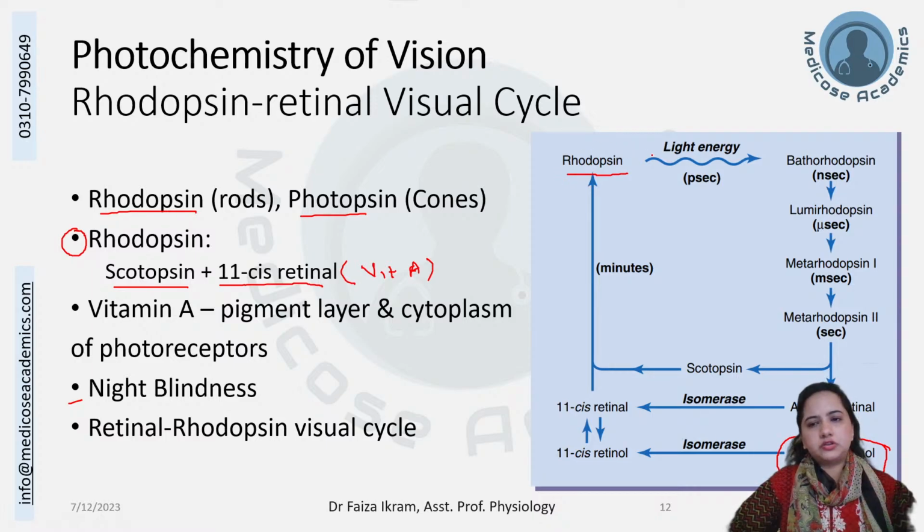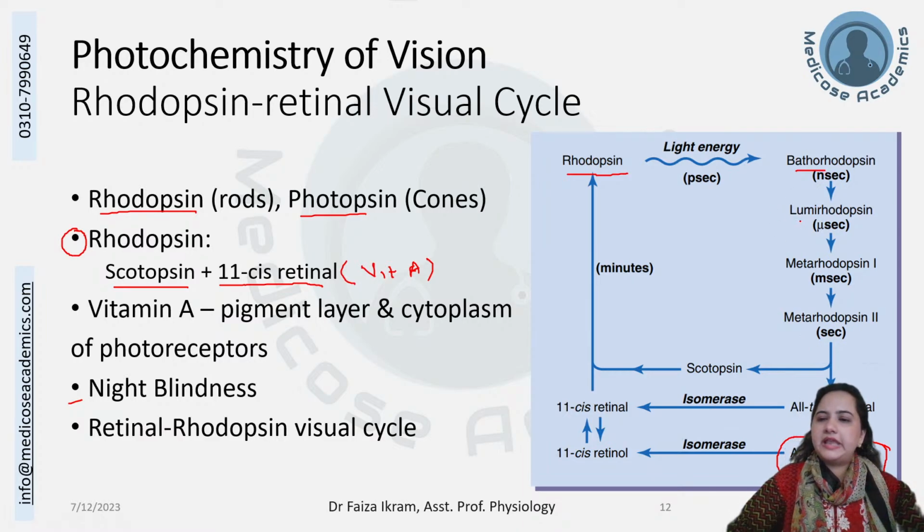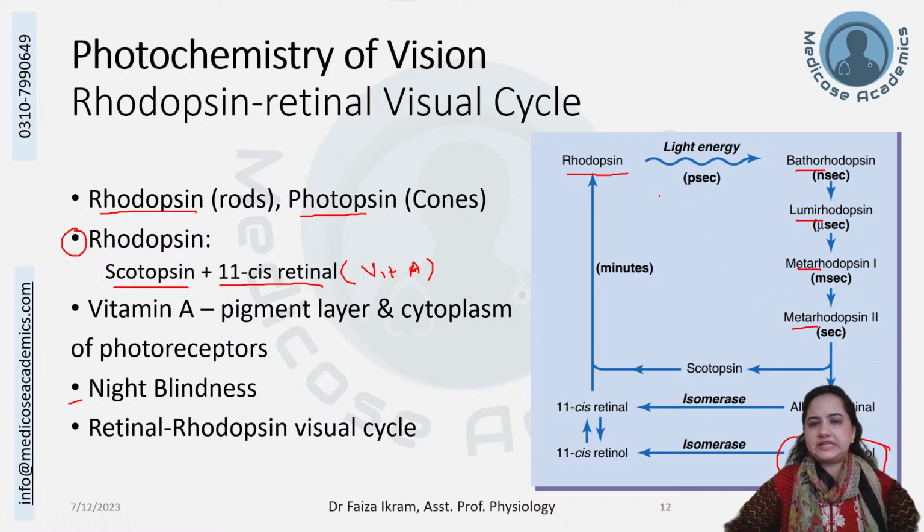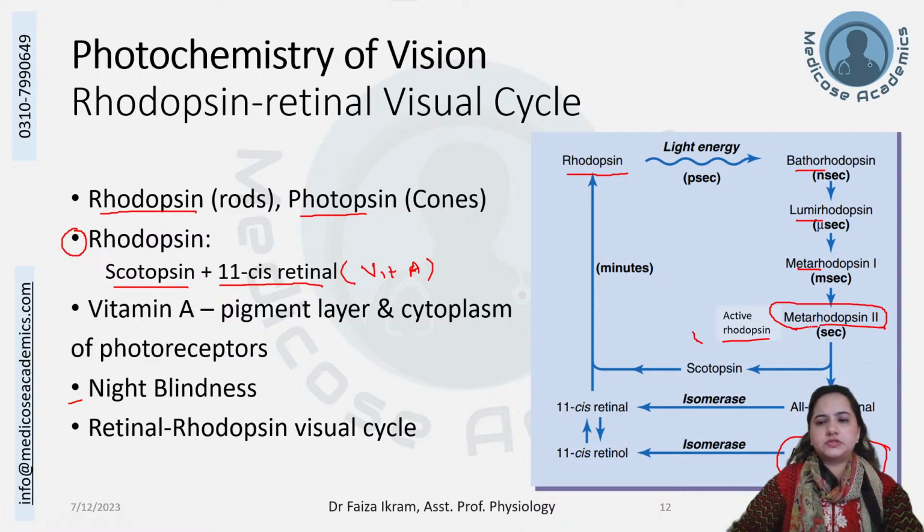As the light falls on the rods, this rhodopsin is decomposed into sequential substances in front of you: bathorhodopsin, in a while into lumirhodopsin, then metarhodopsin 1 and then metarhodopsin 2. So in a few seconds you will see the rhodopsin is decomposed into metarhodopsin 2. This metarhodopsin 2 is the active form and it quickly decomposes. This activated rhodopsin decomposes into scotopsin and 11-trans retinol.